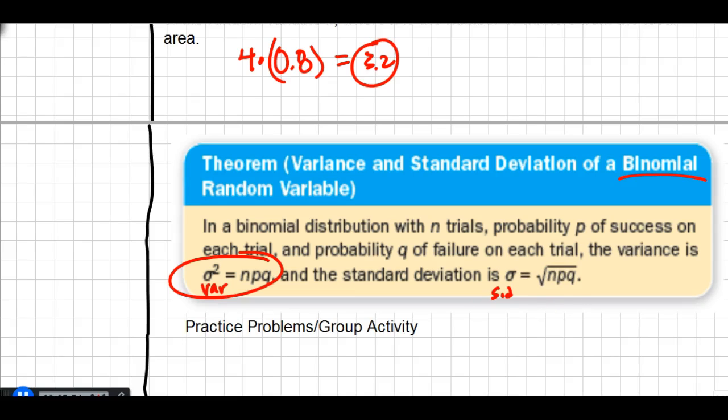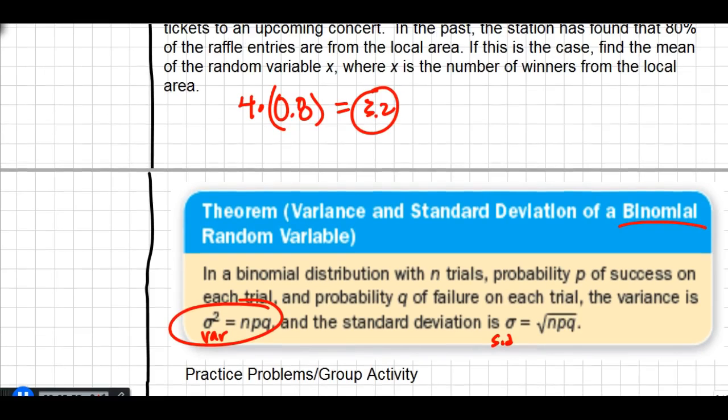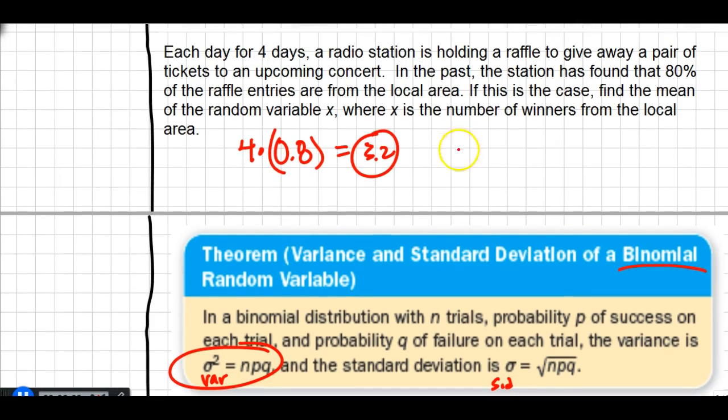So let's try that for our same radio station question that we had done. We do n times p times q to find the variance. The one that we did, n times p, was the mu. The variance here, we would just do n times p times q. So we would do number of trials 4, probability of success 0.8, probability of failure 0.2. And when you do that, you get about 0.64. And then the standard deviation is just the square root of that again.